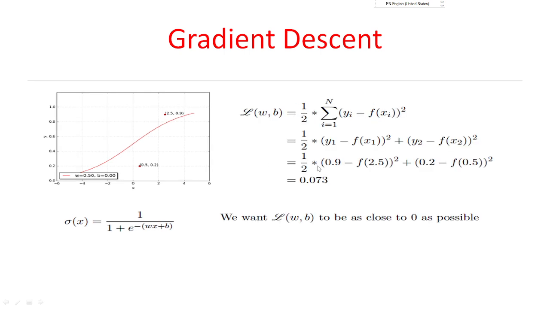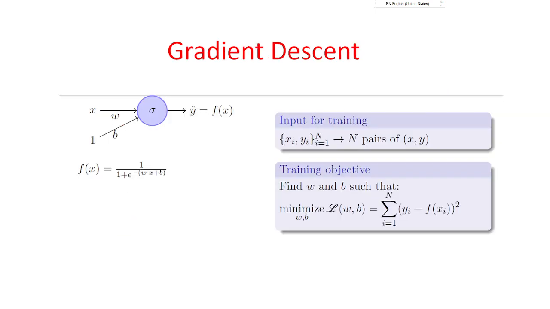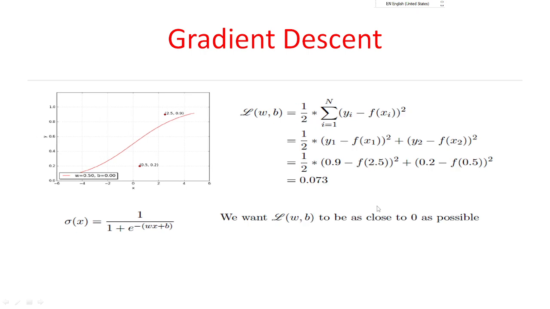Now the loss function L of w comma b is half of the summation. Why are we using half here? To make the differentiation easier. Because when you differentiate, this 2 and 2 will get cancelled. That's why we are using 1 by 2 here. Now this is the loss function.